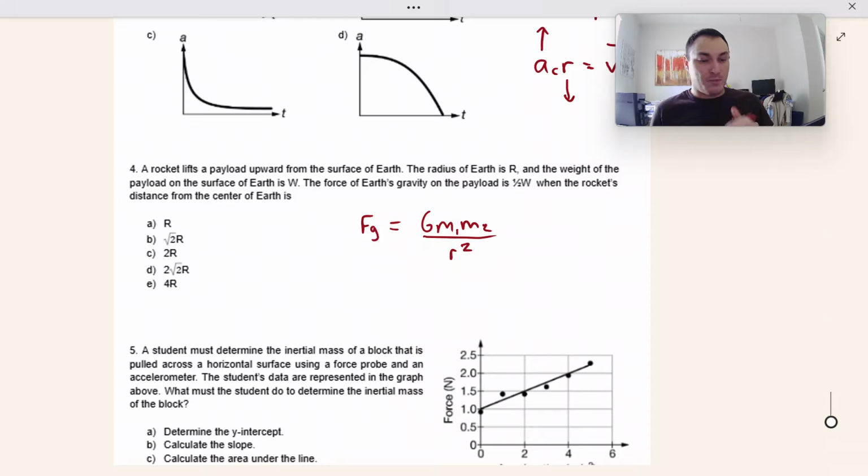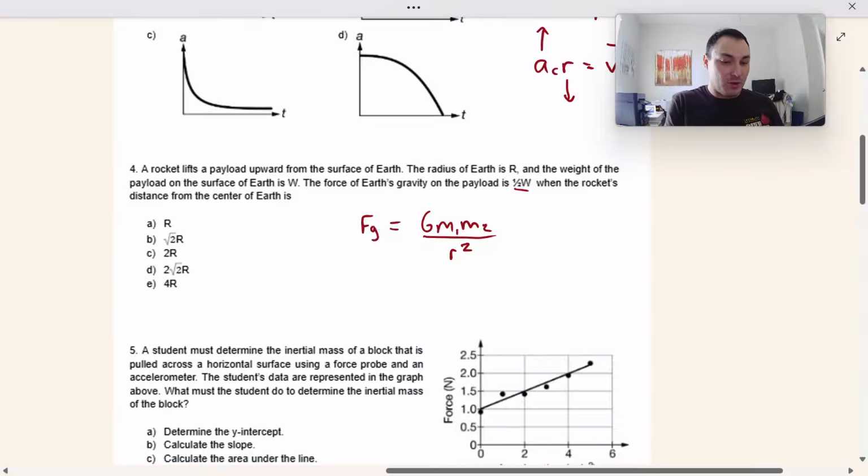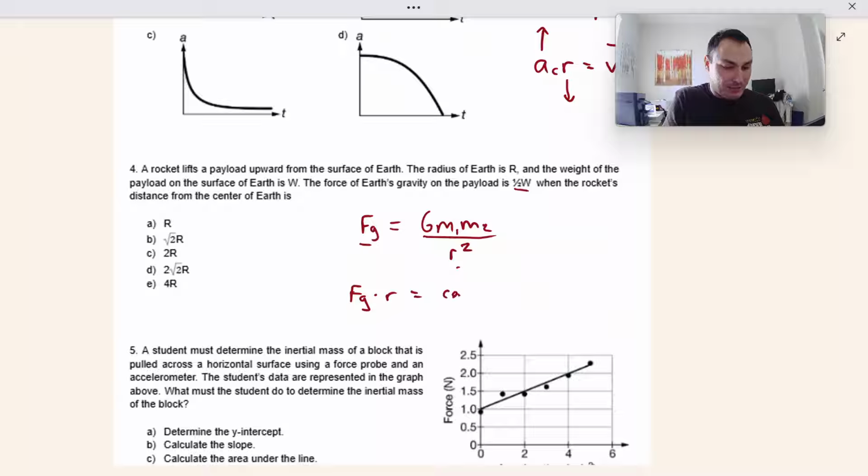The mass of the Earth, the mass of the rocket, and the gravitational constant are not changing. What is changing is the weight, which is the force of gravity, and the distance away we are from Earth, which is r. So let's put them on the same side. So Fg times r squared, not r, equals a constant. The force of Earth's gravity on the payload is 1/2 F.